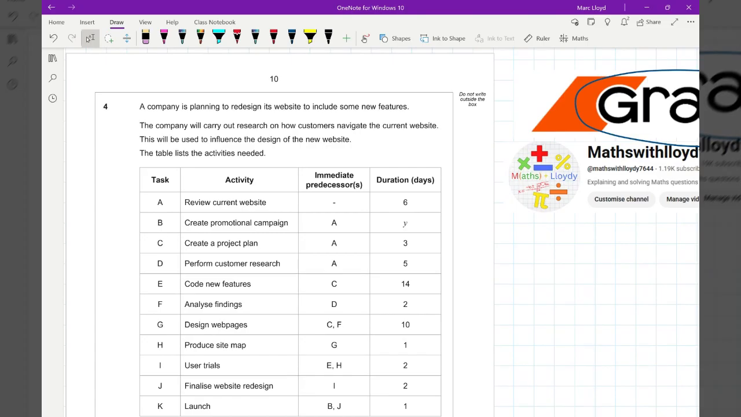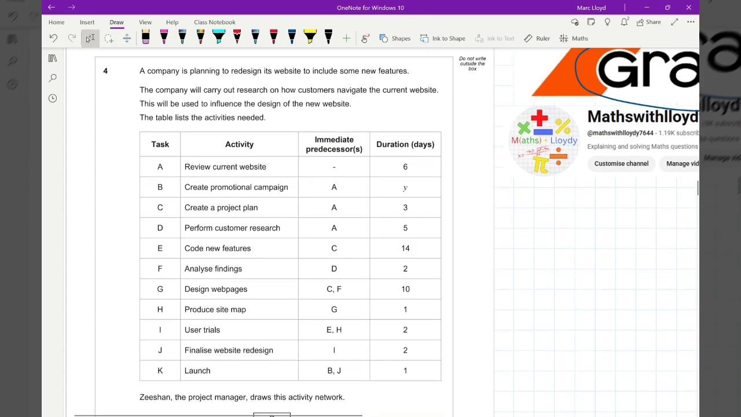Question 4, let's get into it. A company is planning to redesign its website to include some new features. The company will carry out research on how customers navigate the current website. This will be used to influence the design of the new website. The table lists the activities needed.